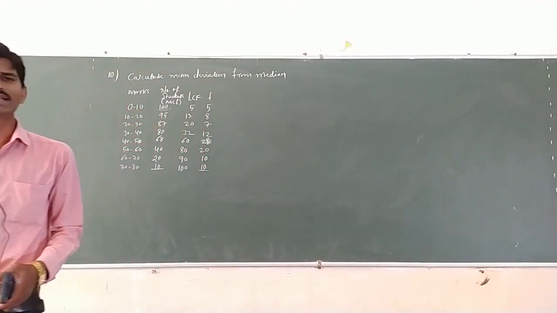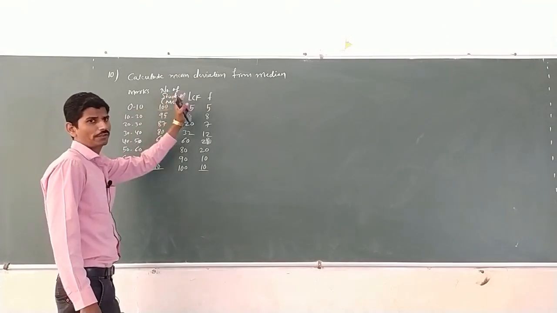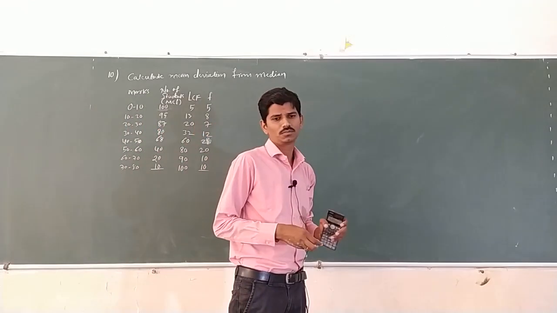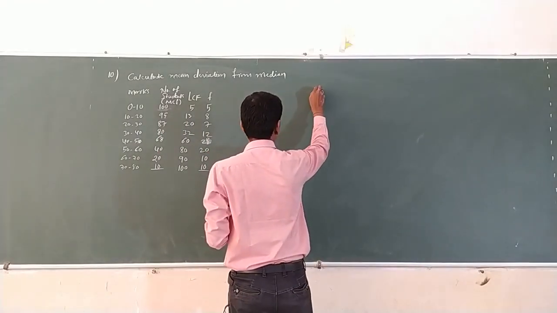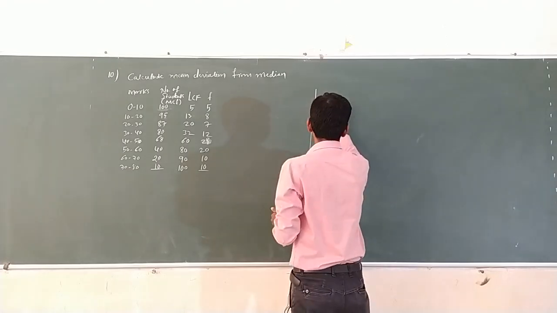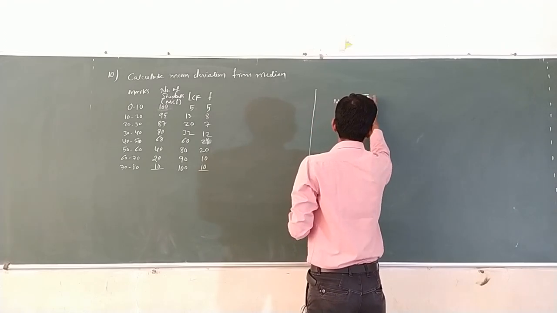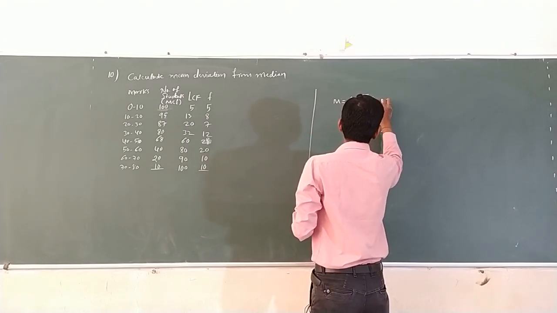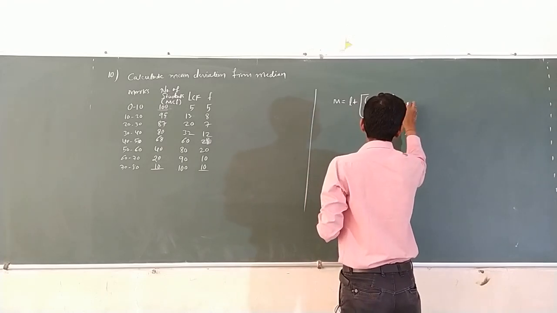While calculating the median, we want the LCF, so the frequency should be converted into LCF. Calculate mean deviation from median. Here we want the median value. Then how to calculate the median? M equals L plus (N by 2 minus CF) by F into C.